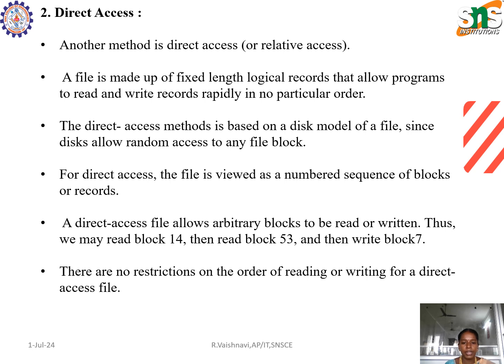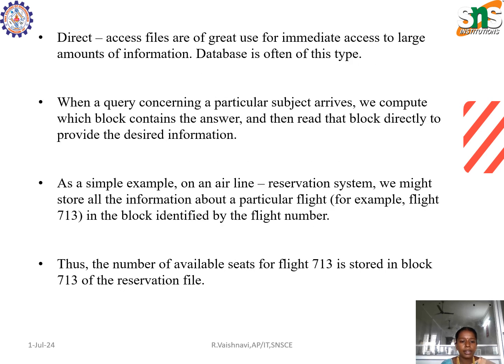The direct access file allows arbitrary blocks to be read or written. For example, we may read block 14, then read block 15, and then write block 7. There is no restriction on the order of reading or writing for a direct access file. Next one, direct access files are of great use for immediate access to large amounts of information. Databases are often of this type. When a query concerning a particular subject arrives, we compute which block contains the answer and then read that block directly to provide the desired information.